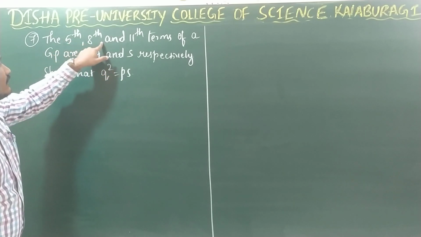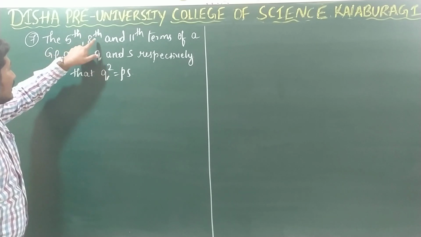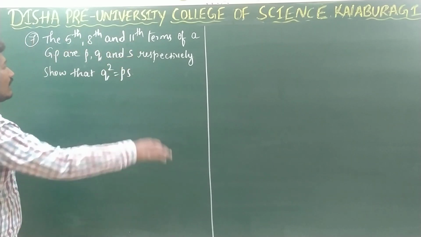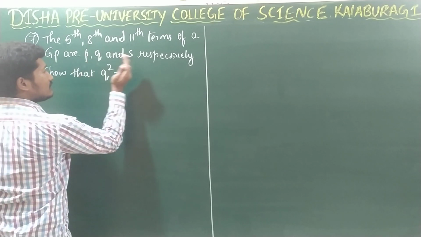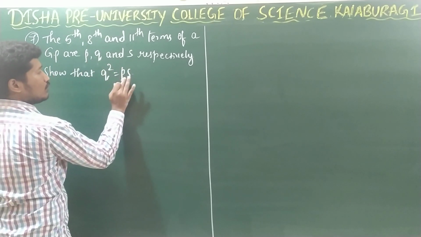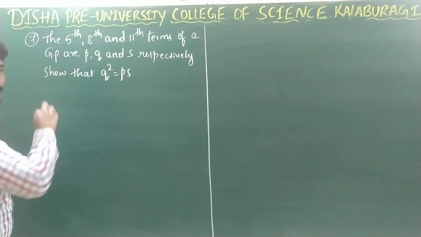So we are given 3 terms. One is the 5th term, 8th term, 11th term. We have to show this condition. That is, we have to show that this satisfies it. Q square is equal to P into S. So how to prove this condition?